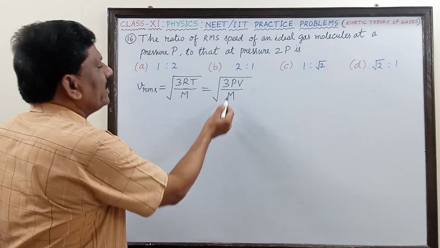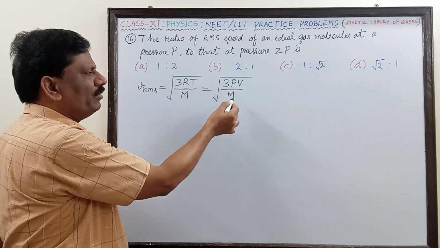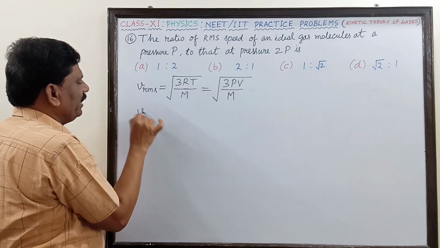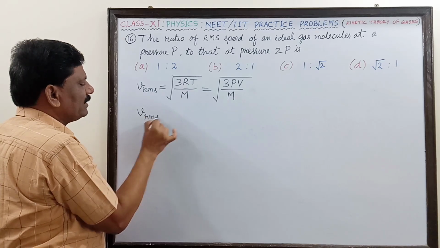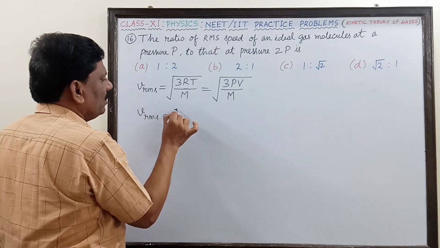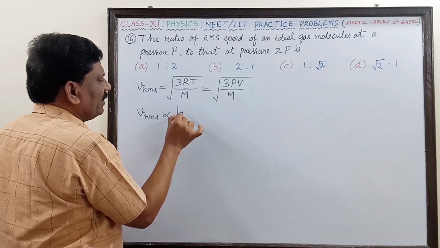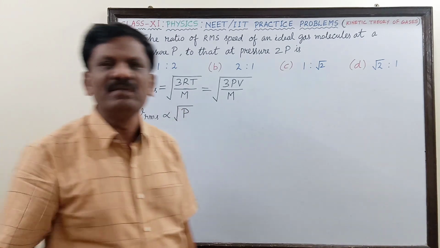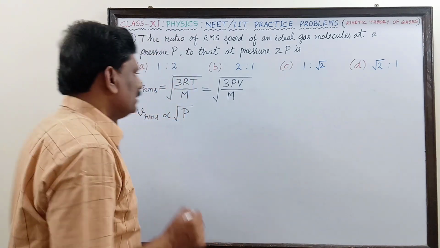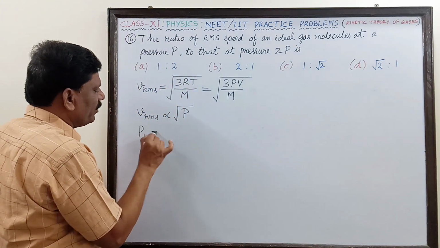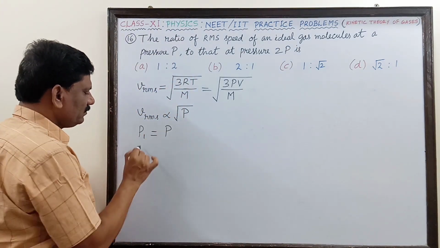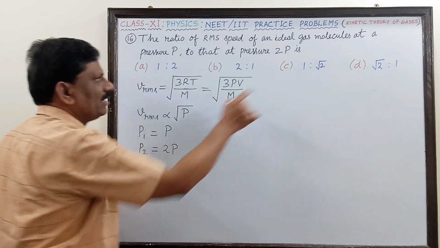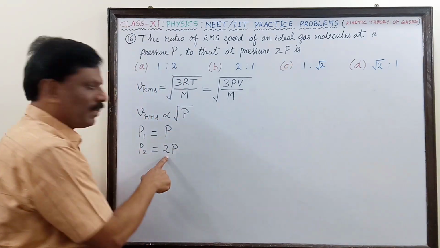So here you can see that for the same volume and the same gas, M is constant. So I can write V RMS is proportional to square root of P. So this is the idea which is required. Now initial pressure P1 is equal to P, and finally the pressure P2 has become what? Twice the pressure. So this is 2P.